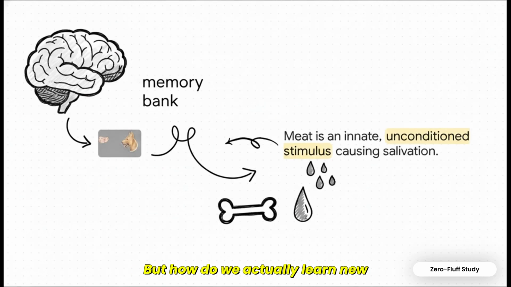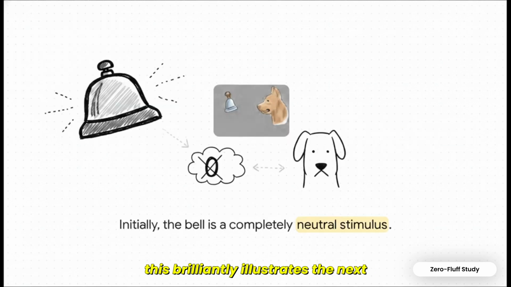But how do we actually learn new associations to put into that memory bank in the first place? Let's look at the classic Pavlovian model. We start purely with biology. Present a dog with meat, and the dog naturally salivates. The meat is an innate, unconditioned stimulus, and the drooling is an unconditioned response. There is absolutely no learning required here. It's just hardwired. And this brilliantly illustrates the next step.